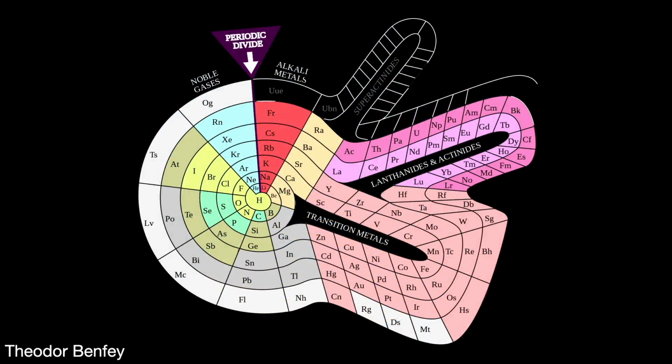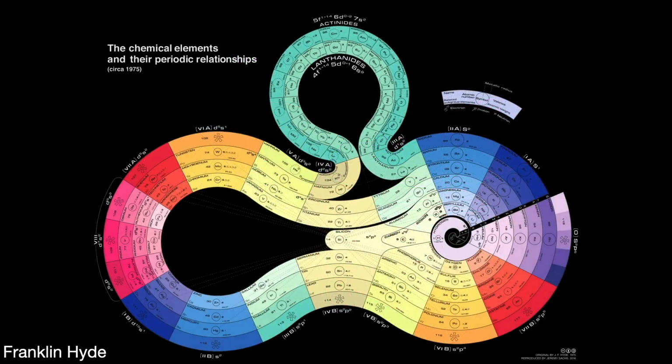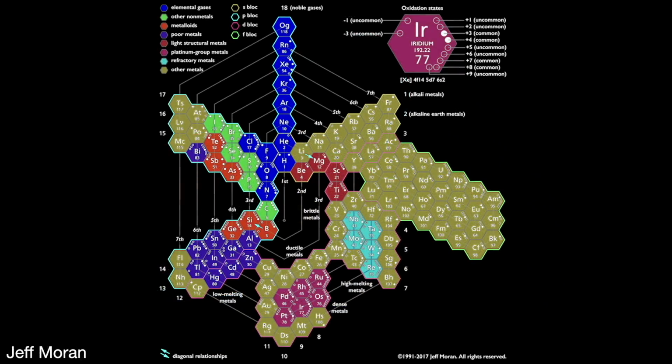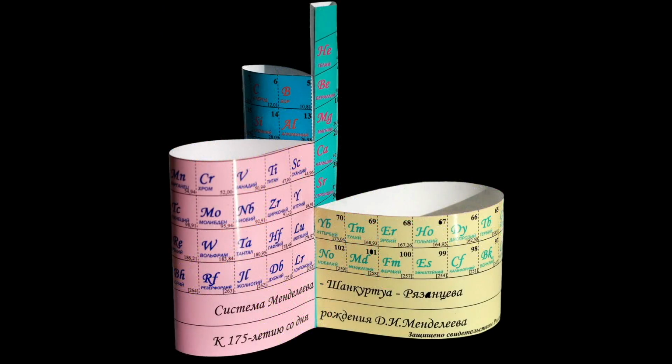And this low-B spiral version that tries to deal with the lanthanides, actinides, and transition metals by Theodore Benfey. And yet another low-B version that should appeal to auto racing fans by Franklin Hyde. And this unusual spiral using hexagons by Jeff Moran. And finally, one called the Mendeleev flower, made from paper. There are many, many more.